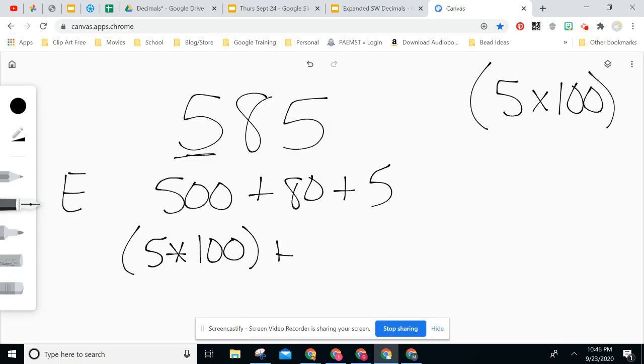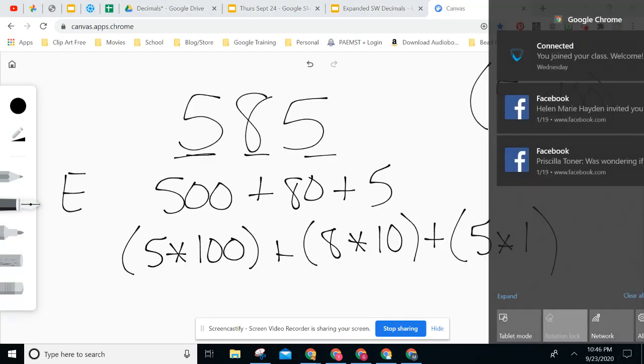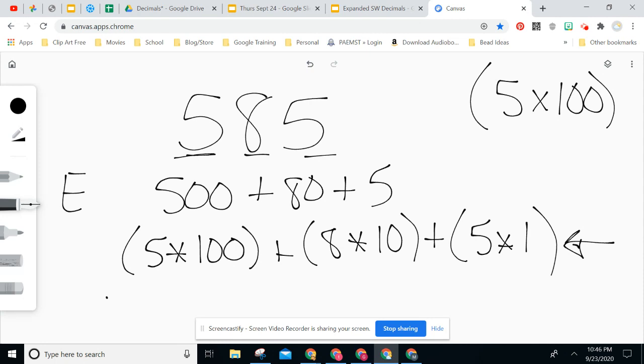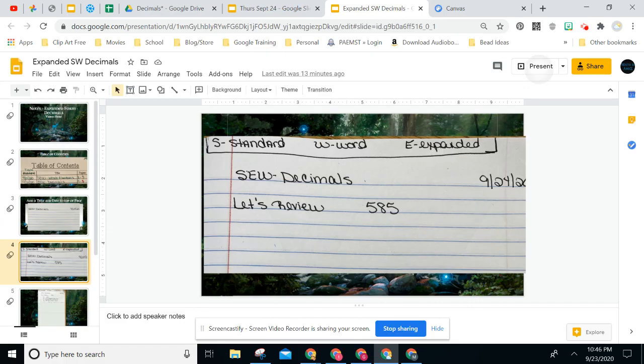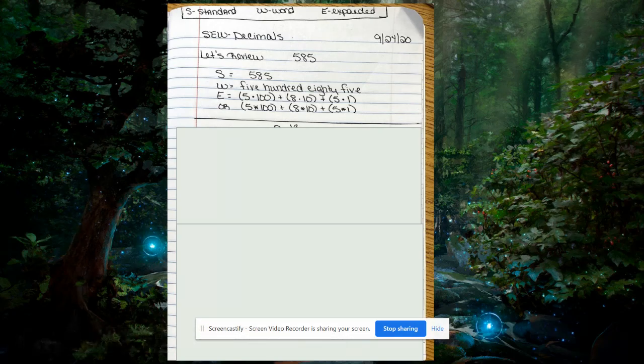All right. Plus, we have an 8 in the 10 spot. So 8 times 10 plus 5 in the ones. So 5 times 1. All right. So this is our new way that we just learned how to do this. Okay, so this is the way we're going to be using to write our decimals. So let's stop for a second and get this in our notebook. So let me go back to our notes, and there you go. Go ahead and pause the video while you write that at the top, and it should look just like mine. Okay.